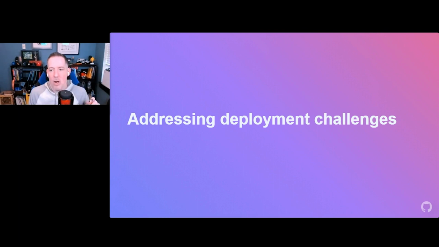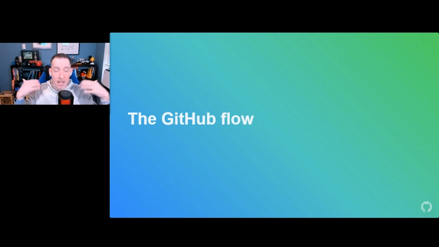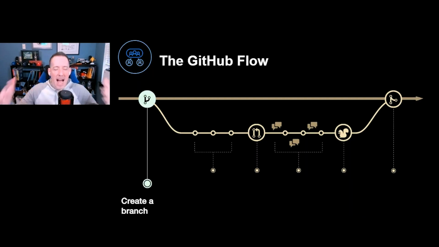So I want to start by talking a little bit about the continuous integration part, and then we'll build into that deployment. So here is how we're going to make changes, what that flow is going to look like, and that's then going to lead us into how we'll deploy out that code. So the GitHub flow: how do we make changes? How do we incorporate everything?